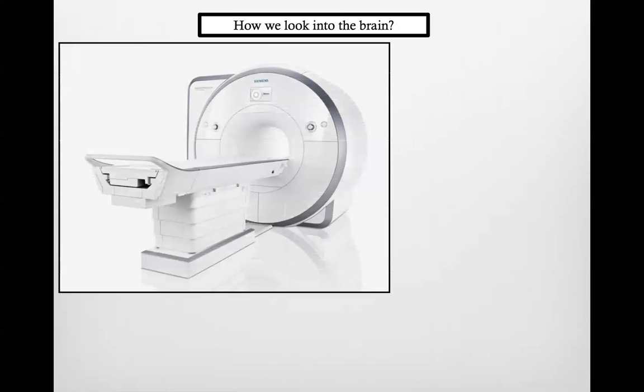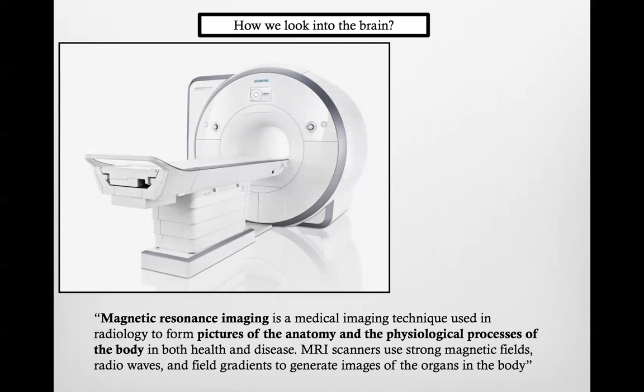We look into the brain using an MRI system. This is how it looked like. It looked very similar to CT. And this is the definition from Wikipedia. Magnetic resonance imaging is a medical imaging technique that is used to form pictures of anatomy and physiological process of the body. And importantly, MRI scanners use strong magnetic field.